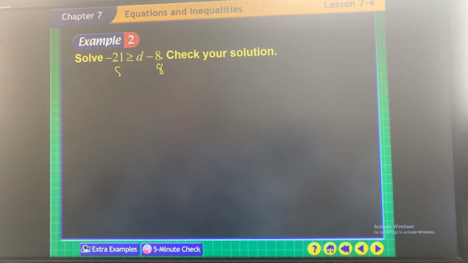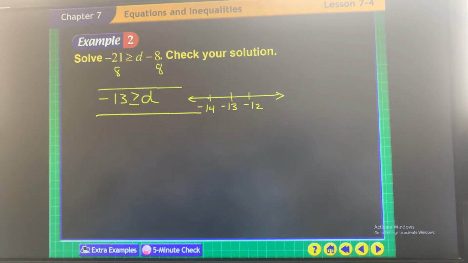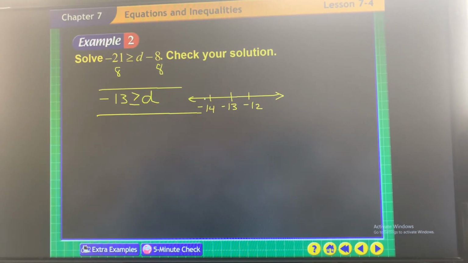Add 8 to both sides. -13 is greater than or equal to D. Graph it. Be careful on your graph. Read it from the variable. Make sure that you're creating your number line correctly because remember, to the right, you're heading towards 0. To the left, you're heading away from 0 and you're getting less. So on this one, D is everything less than or equal to.